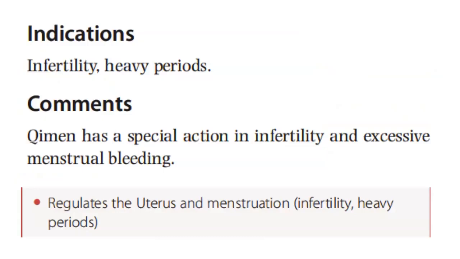For its indications, this point is indicated for infertility and heavy periods. Qimen has a special action in infertility and excessive menstrual bleeding. So again, this point regulates the uterus and menstruation. So it's good for infertility and heavy periods.